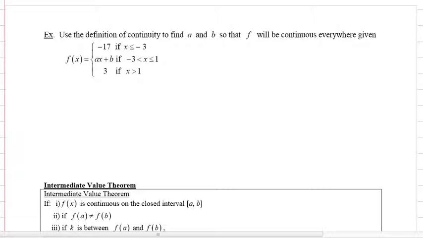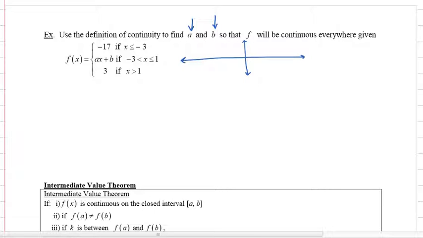So in the previous example, we had two parts. Now we have three parts, and now we need to find an a and a b that satisfies this piecewise function to be continuous everywhere. Okay? Well, I'm going to break it down, and this is not going to be correct, but it's going to be easy to understand what I'm doing here.